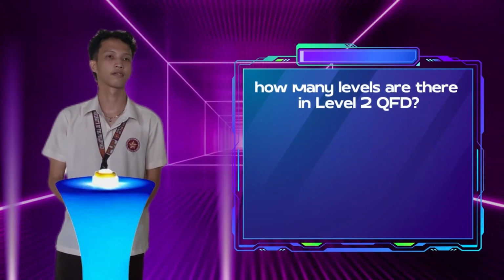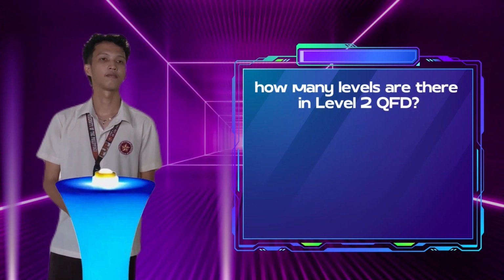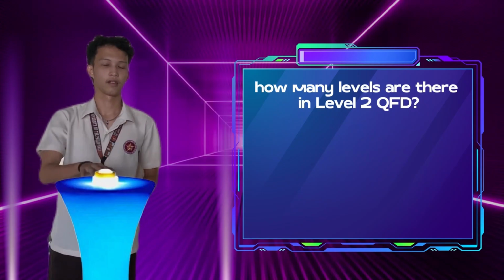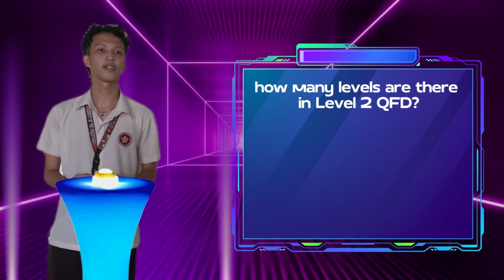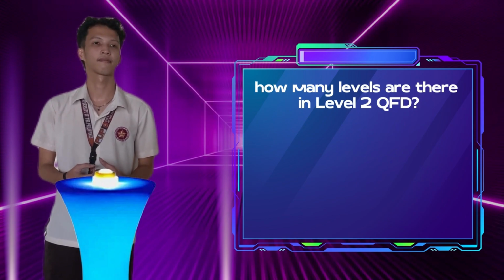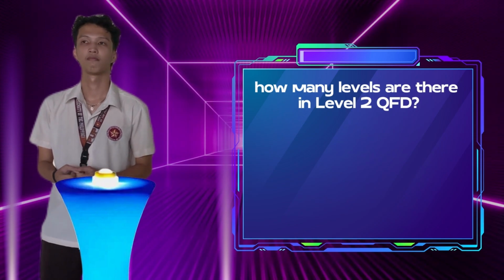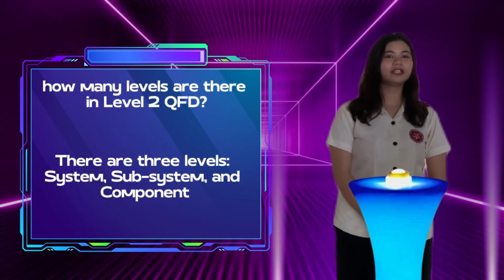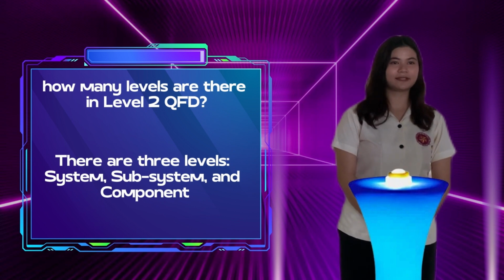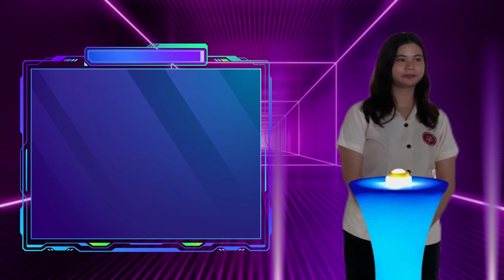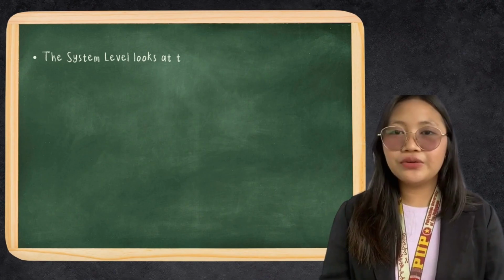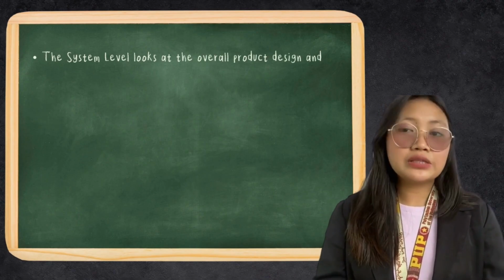Team A, how many levels are there in level 2 QFD? There are 2 levels, which is system and component level. That's not quite right. Team B, can you steal the point? There are 3 levels: system, subsystem, and component. Good answer. So in level 2 QFD, we break the design down into 3 levels.